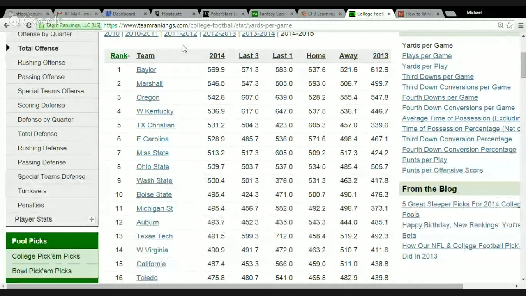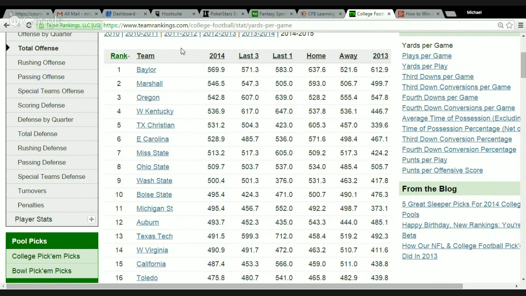And what I like about them is they got it all laid out. They tell you what they did in 2014, 2013. Really what I'm looking at there is, kind of what they did last year. Got it sorted from high to low. So we see the most potent offenses are teams like Baylor, Marshall, Oregon, Western Kentucky, TCU, Eastern Carolina. So I can name off all the players that you could have used on those teams last year.